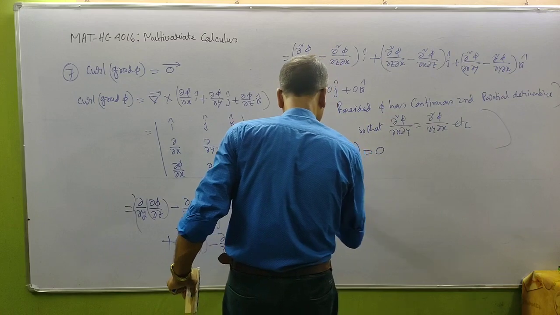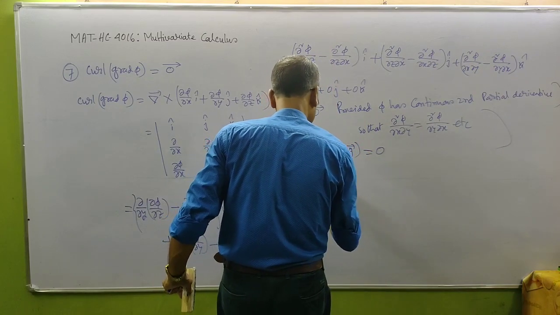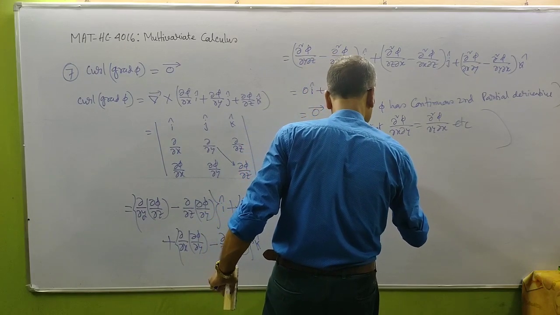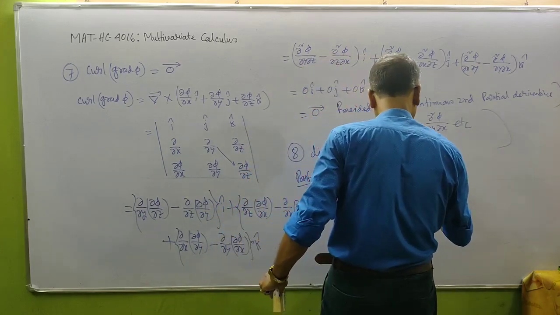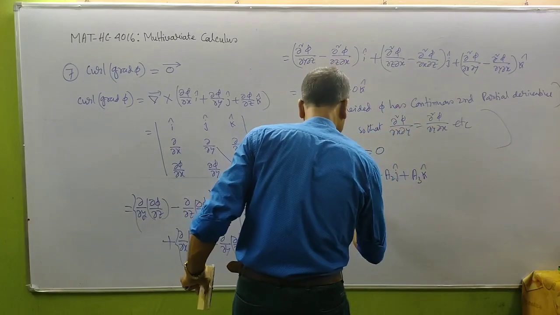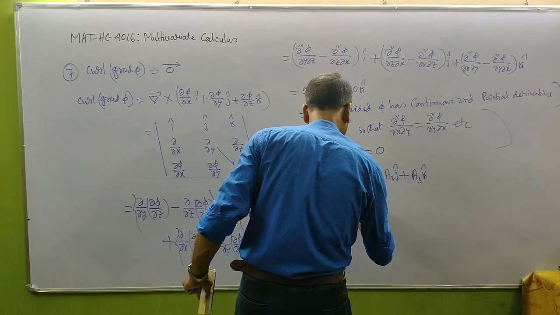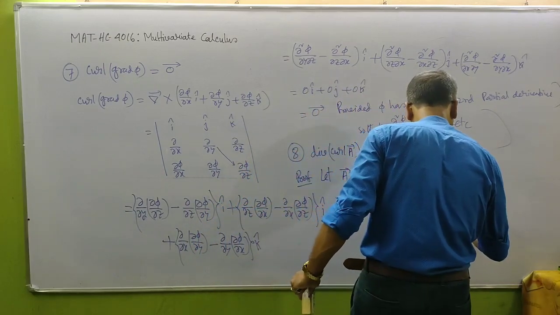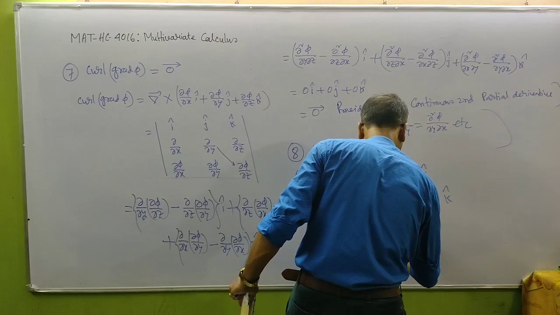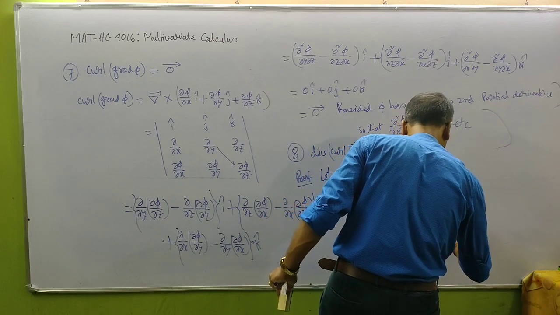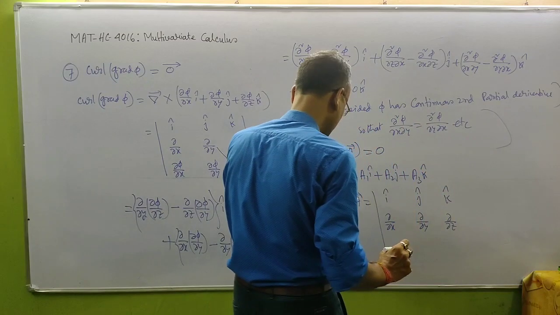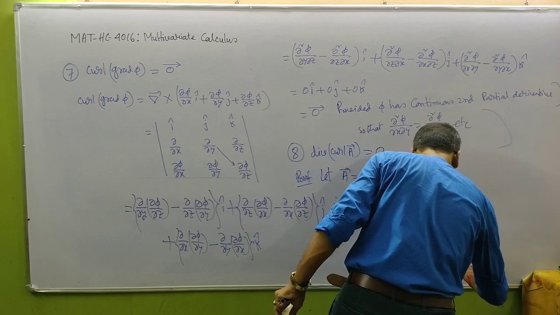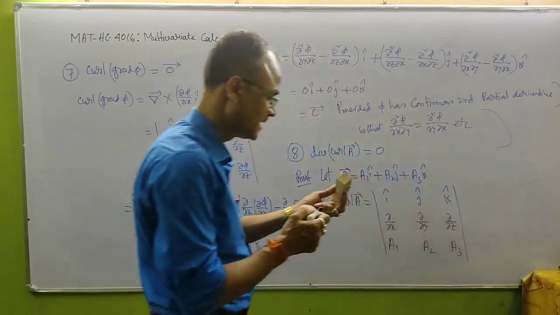Let us prove it. A vector equal to A1 i cap plus A2 j cap plus A3 k cap. Therefore, curl A vector will be equal to, just use this determinant: i cap, j cap, k cap; ∂/∂x, ∂/∂y, ∂/∂z; A1, A2, A3.